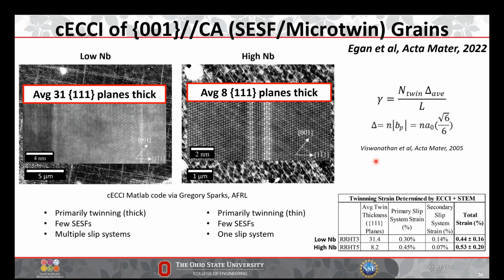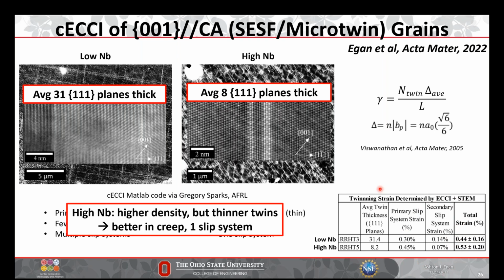So what we found basically was that all of the strain comes from twinning, and that's great. That's what we expected, right? Based on just qualitative kind of arguments. And that one of these has a bit more happening on the secondary slip system.